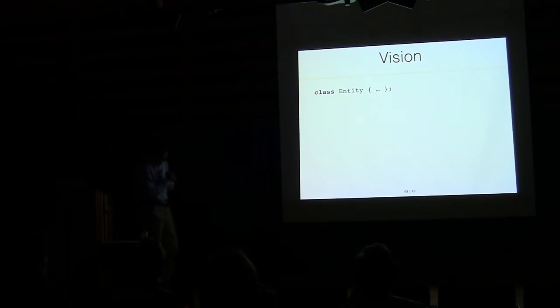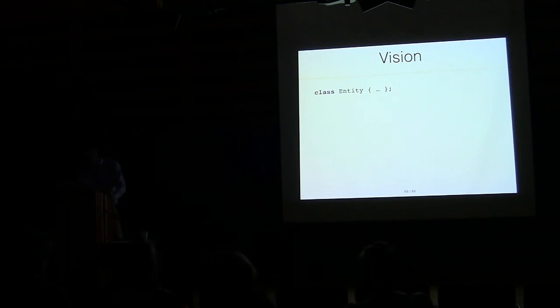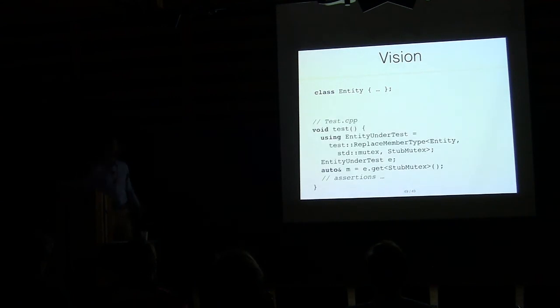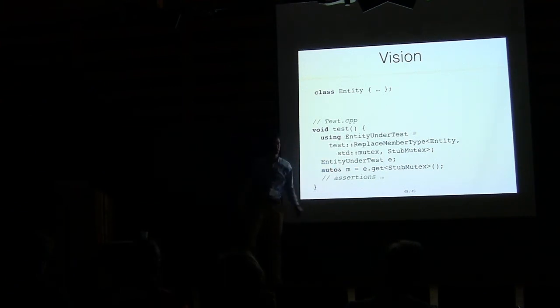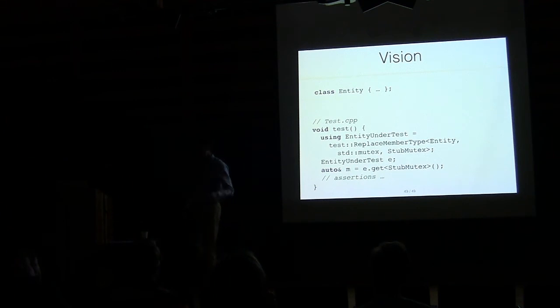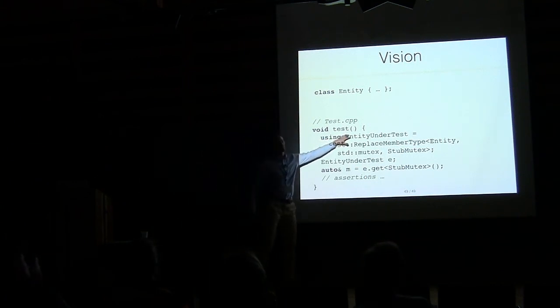A few words about how we imagine the future with respect to testing. It would be wonderful if we wouldn't need to modify this entity class itself just because of testing. It would be nice if we could separate the testing code entirely from our design. Imagine if we would be able to define a new type based on the original type, but all the occurrences of std mutex would be replaced with a stub mutex, testable. Then we would test this synthesized type.